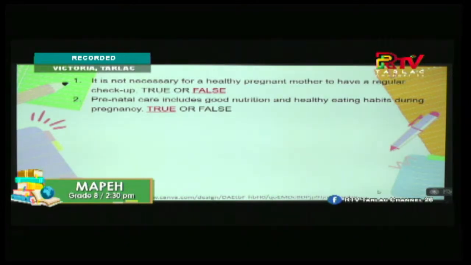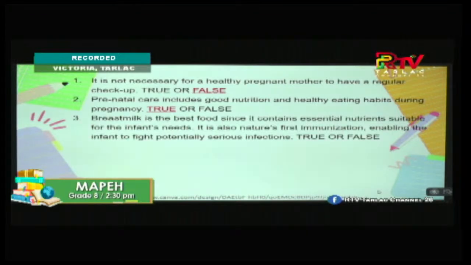Number 3. Breast milk is the best food since it contains essential nutrients suitable for the infant's need. It is also nature's first immunization, enabling the infant to fight potentially serious infections. Is it true or false? What is your answer? The answer is true.